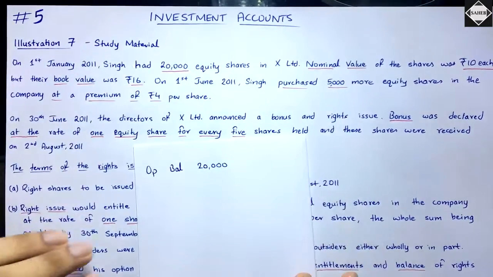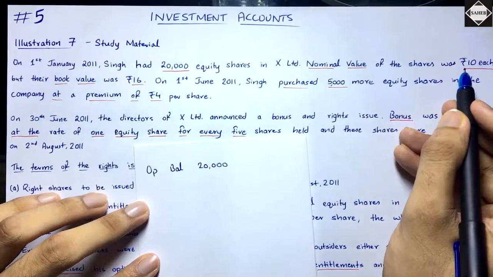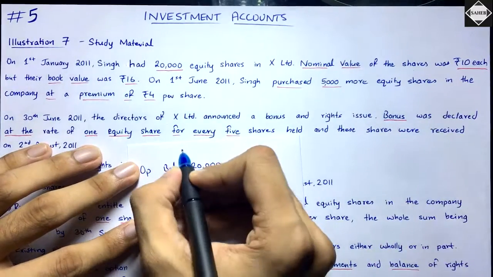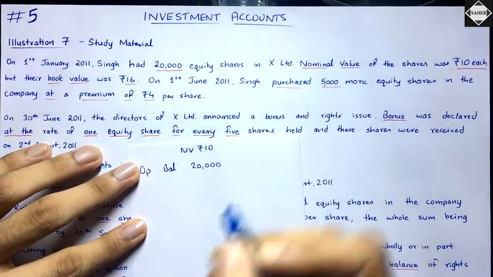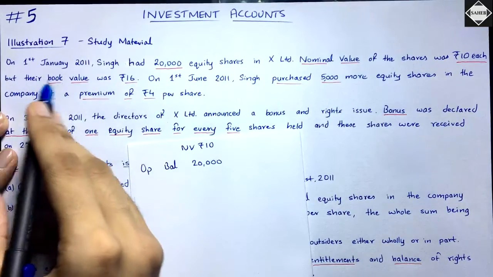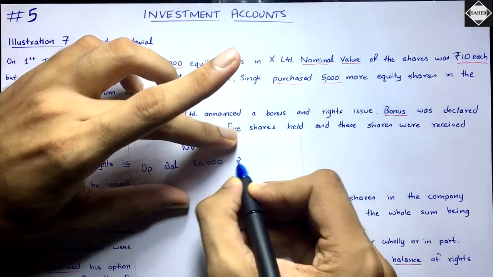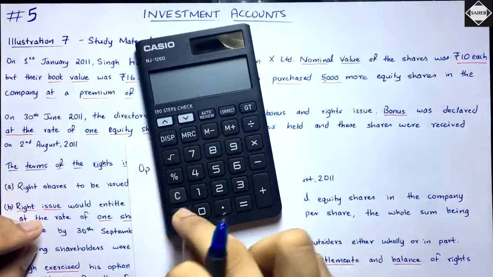And what's the cost of that? The price? See, 20,000 equity shares, and the nominal value of the shares was rupees 10 each. This is the nominal value they have given us, so that would be the same for the entire thing. Nominal value rupees 10, that's not the cost. Then they're talking about the cost over here. But their book value was rupees 16. This is the cost, the book value, rupees 16. So when we will be taking the opening balance in the investment account, what are we going to take?